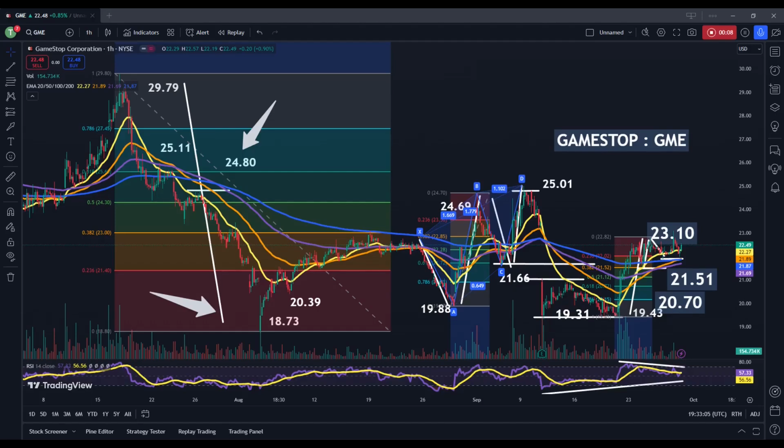Here we have the current stock market update for GameStop Corporation, stock ticker GME.